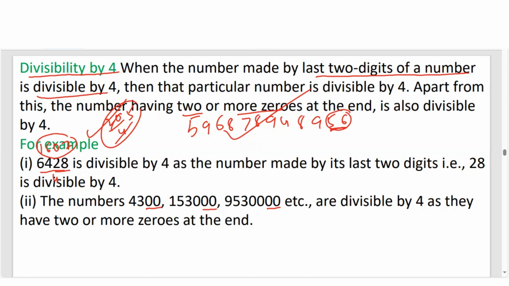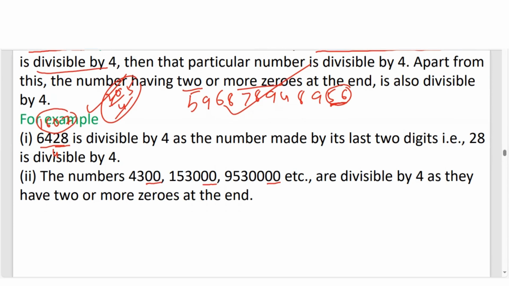The second condition is what? If the last two digits are 0 and 0, that means both last digits are 0, that number is also divisible by 4. Just like here last two digits 0, here last two digits 0, here last two digits 0, that number is divisible by 4. Let us see the next question.